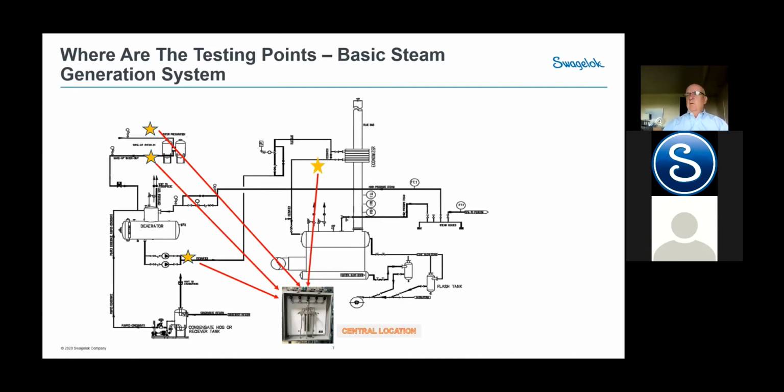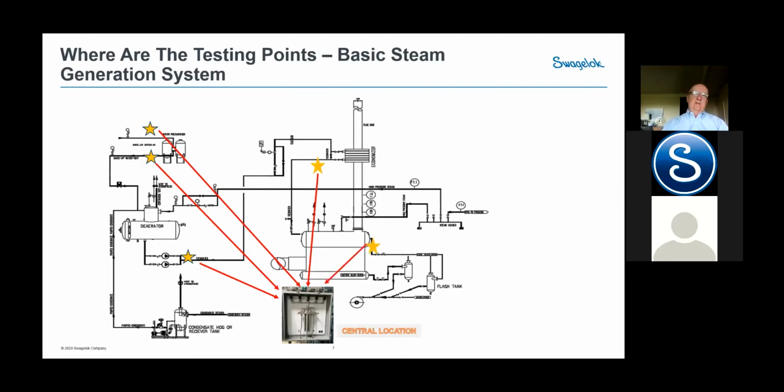The other thing, at some plants, not all the time, is that they're taking a sample after the economizer heat recovery system. Some plants prefer doing that, other plants don't. It's just another sample point.